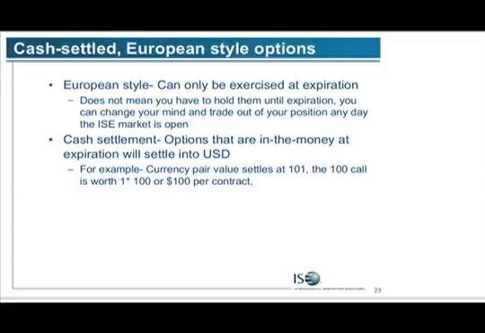And they're cash settled, which means that, let's say on expiration day, you decide not to sell it, you would receive that settlement value. So if you're long the 100 call and it settles at 101, you're going to receive the difference between 101 and 100, or $1 times 100, or $100. That's just an example of that.